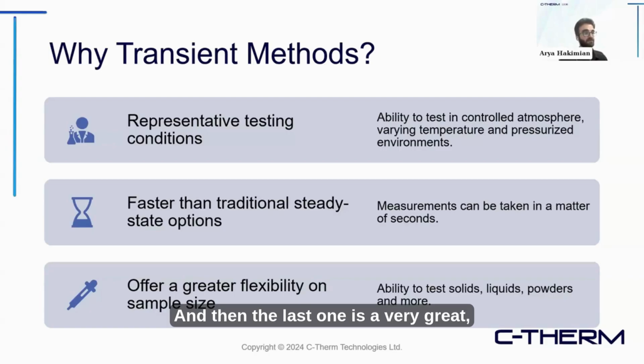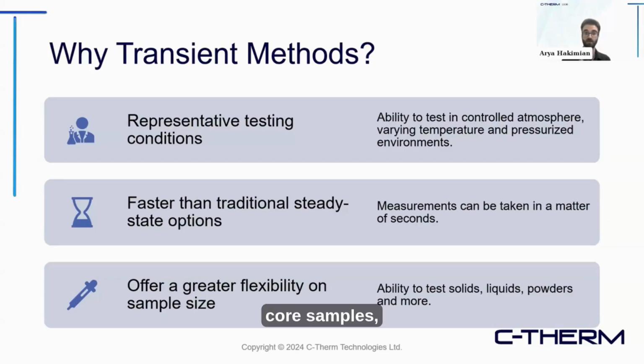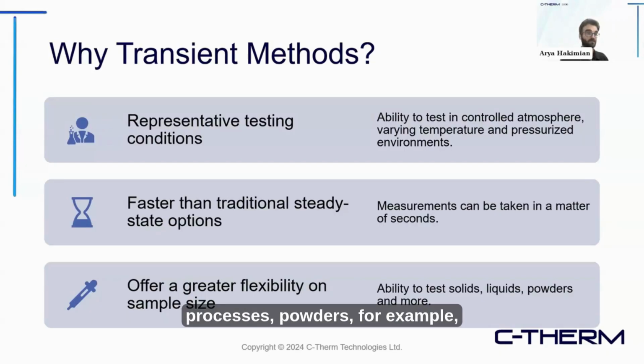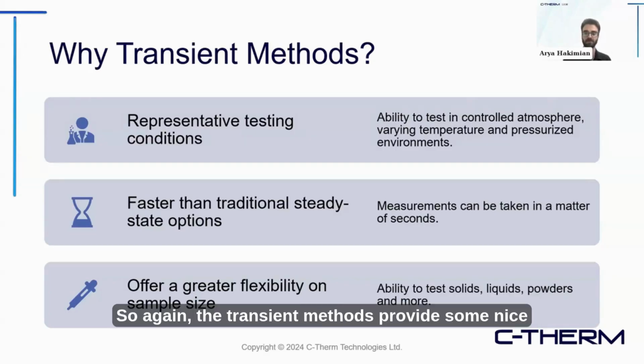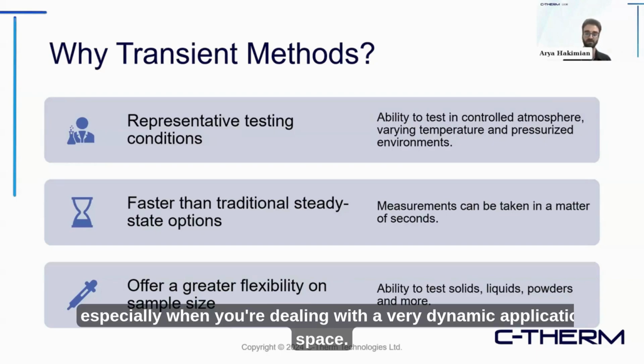And then the last one is greater flexibility on your sample size and sample format. So whether you're looking at solid core samples, different liquids or fluids that might be involved in these processes, or powders, for example, there are different setup options available there. So again, the transient methods provide some nice options, especially when you're dealing with a very dynamic application space.